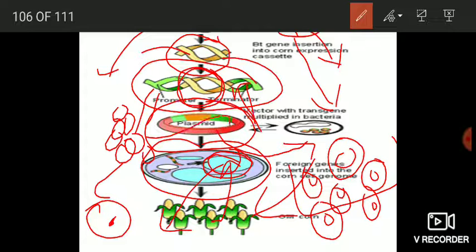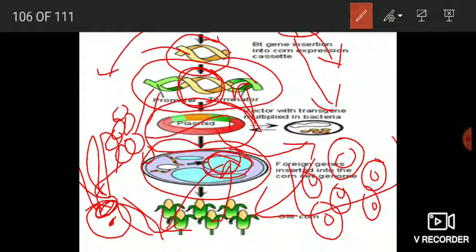Then this recombinant cell is allowed to grow to form the callus, and this callus is finally subcultured to get a lot of callus, and finally the callus may be allowed to form roots and shoots, and you will get the plantlets. All the cells of this plantlet will have the gene of interest inside their genetic material. And this is the way how you can create transgenic crops.